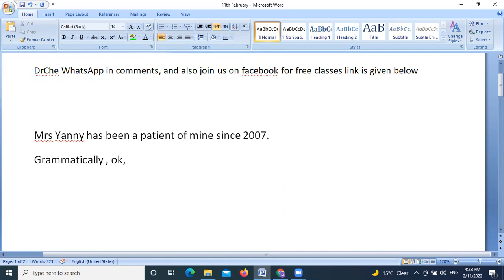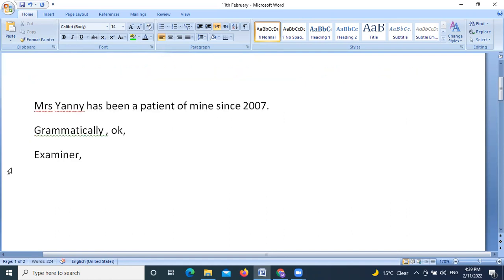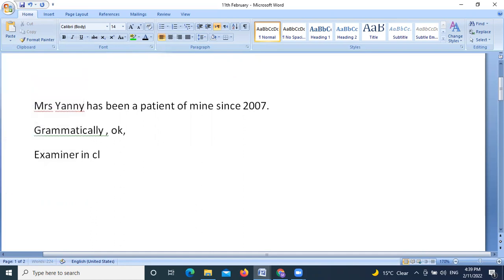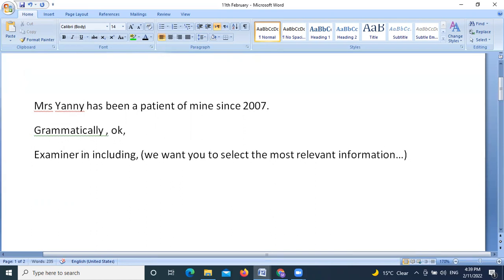But just examiner, what we do, I also write my own samples. So what we do is when examiner is including this type of information, actually we want you to select the most relevant and important information. Okay, the most relevant and important information. So that is why you should not write it. Patient of mine is not a problem. Grammatically no problem. Okay.